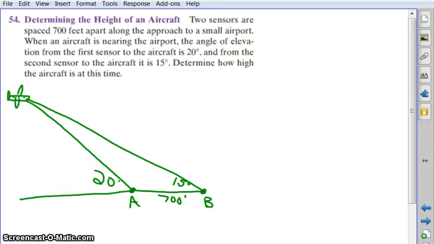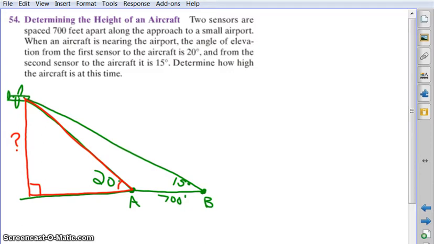We have to figure out how high the aircraft is at this time. So we want to try and find out this distance right here. That would be measured perpendicular to the ground. Perpendicular to the ground is good news for us because that means that I have a right triangle over here, which means that I can use a little bit of SOHCAHTOA. However, I have a problem here. Even though I've got this 20-degree angle, I don't know any sides in that red right triangle.